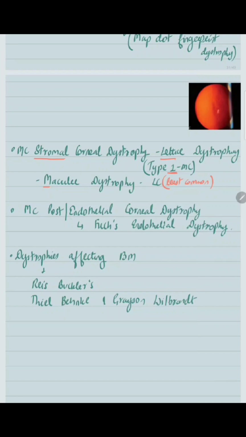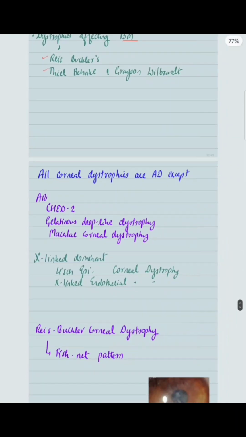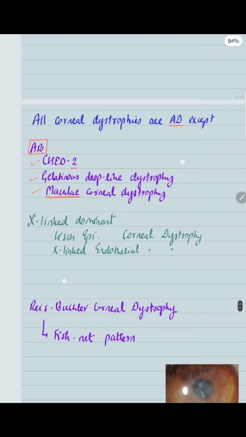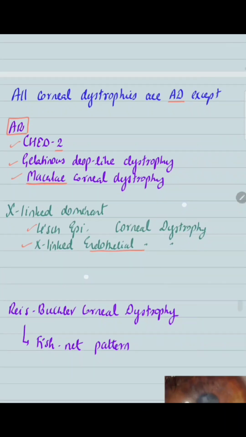The most common posterior or endothelial corneal dystrophy is Fuchs endothelial dystrophy. Dystrophies affecting Bowman's membrane are the Reis-Bücklers, Thiel-Behnke and Grayson-Wilbrandt dystrophies. Next, all corneal dystrophies are autosomal dominant except autosomal recessive congenital hereditary endothelial dystrophy type 2. Then gelatinous drop-like dystrophy, macular, we already discussed it, autosomal recessive. X-linked dominant are lisch epithelial corneal dystrophy and X-linked endothelial corneal dystrophy.